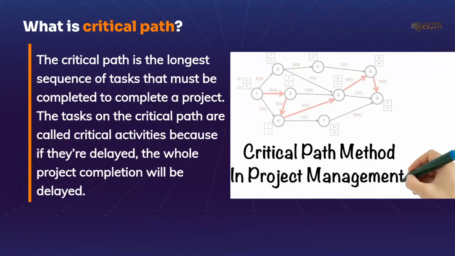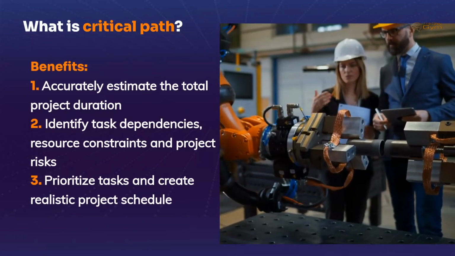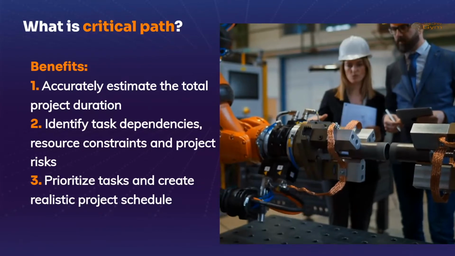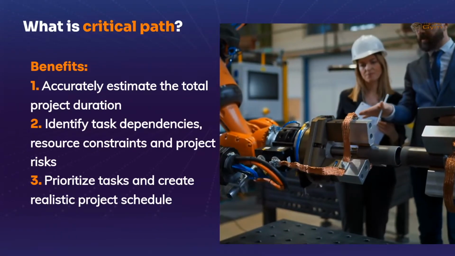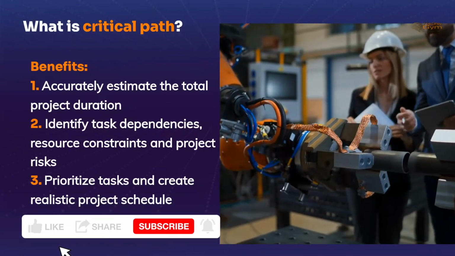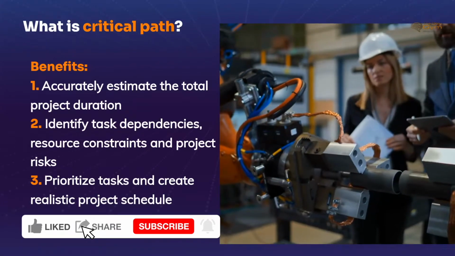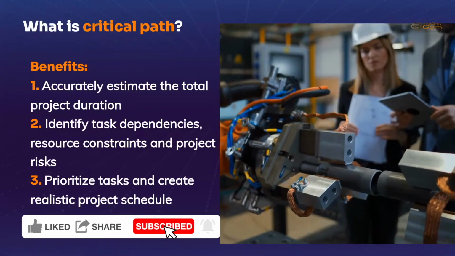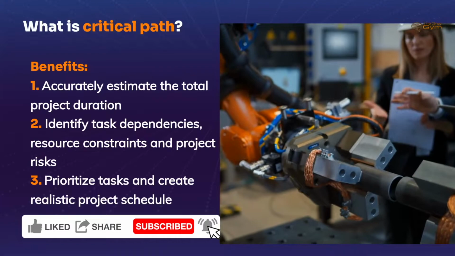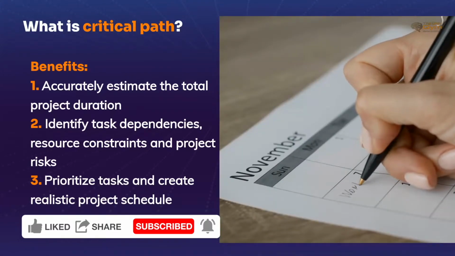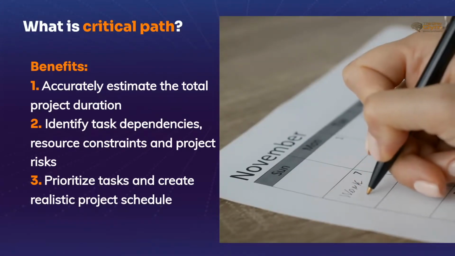Finding the critical path is very important for project managers because it allows them to accurately estimate the total project duration, to identify task dependencies, resource constraints, and project risks, and to prioritize tasks and create realistic project schedules.